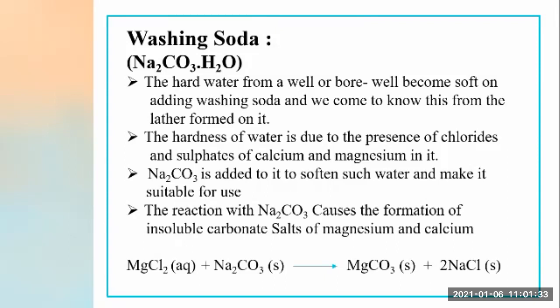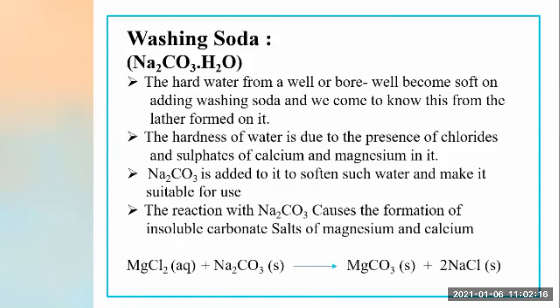Now let's see what washing soda is used for, what is the purpose of this washing soda. The hard water from a well or a bore well becomes soft on adding washing soda, and we come to know this from the lather formed on it. We know that the water we obtain from wells or bore wells is very hard water, and we know it because when we add soap to that water, some scum is generated. The layer of dirt is known as scum, right? By observing that, we can determine that this water is hard water.